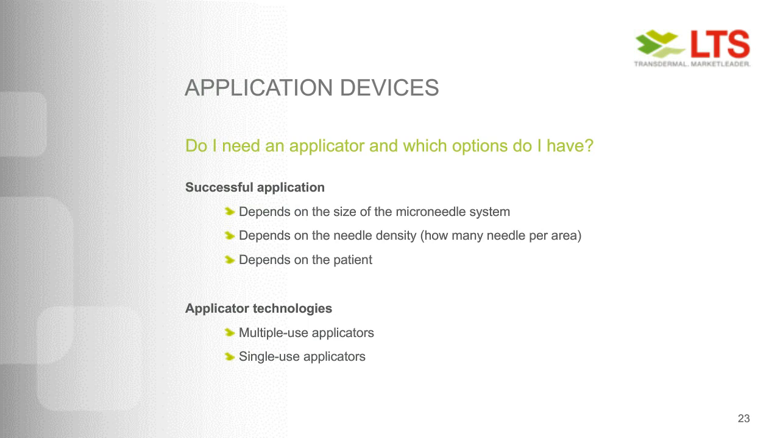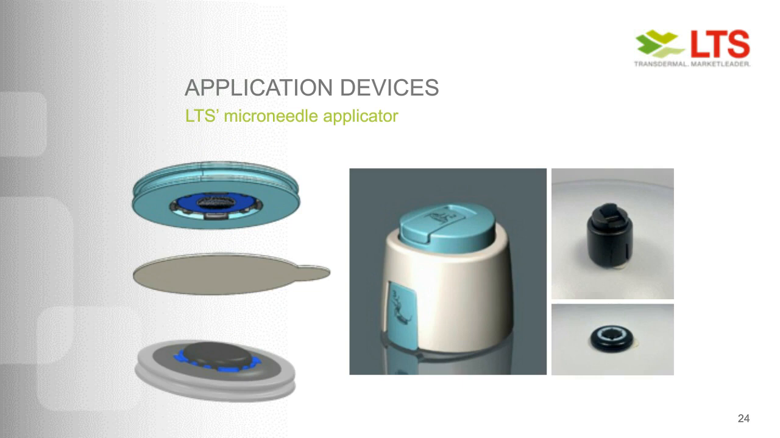Just to give you an idea how this could look like, it's the LTS microneedle applicator. This is not because we think every microneedle system needs an applicator, but some are better off having one. And basically on the left side, you see a holding device where the microneedle is placed. You see it on the upper left picture, this black circle in the middle of the blue one. And you arm the right application device.